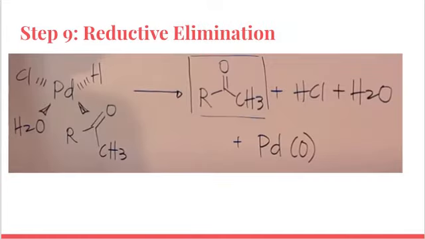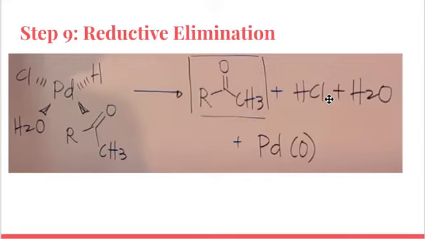Step 9 is reductive elimination. And what happens essentially is that you remove all of the ligands off of the palladium, and that reduces it to an oxidation state of 0. And when that is gone, then you have your desired product, your methyl ketone, since this is free. And you get HCl and H2O as your byproducts.